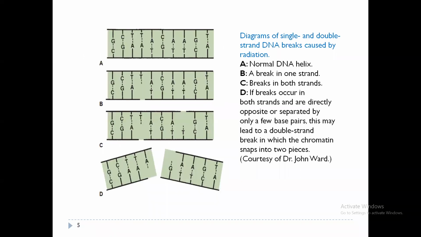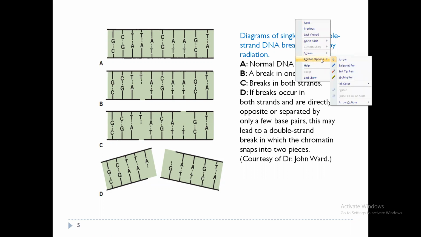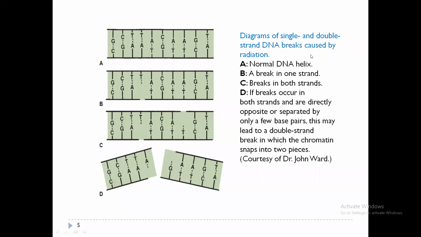This is a diagram which shows single and double strand DNA breaks caused by radiation. Figure A shows the normal DNA helix. So we can see here clearly the complementary nature of the two strands of the DNA. Here we can see adenine pairs with thymine, and guanine pairs with cytosine.